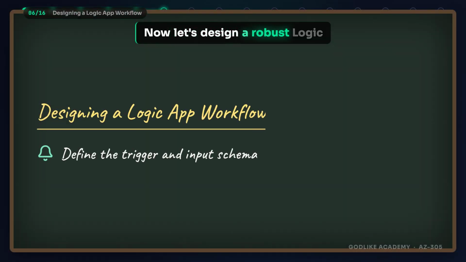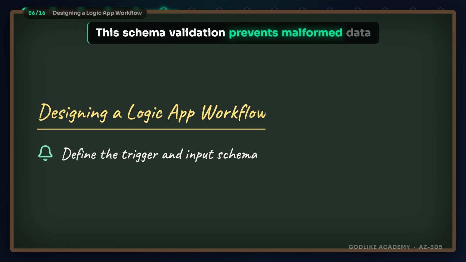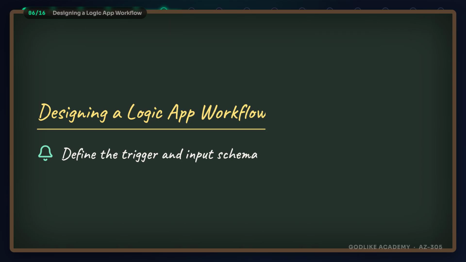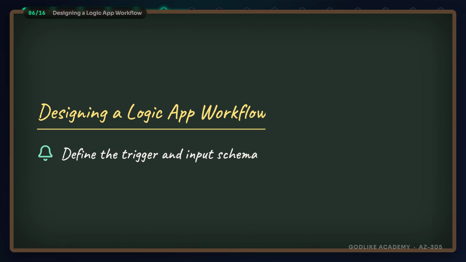Now let's design a robust Logic app workflow step by step. First, we define the trigger starting the process and establishing the input schema. For an HTTP trigger, specify POST methods, and validate required fields like orderId. This schema validation prevents malformed data from entering your flow. Defining the correct schema upfront ensures type safety and avoids runtime errors when downstream actions expect specific data structures for processing.